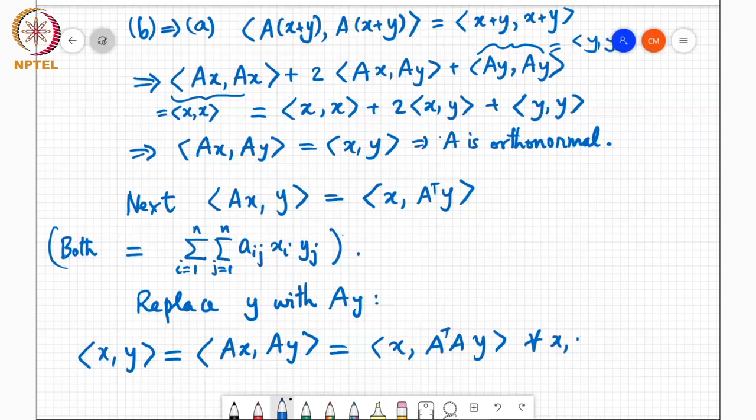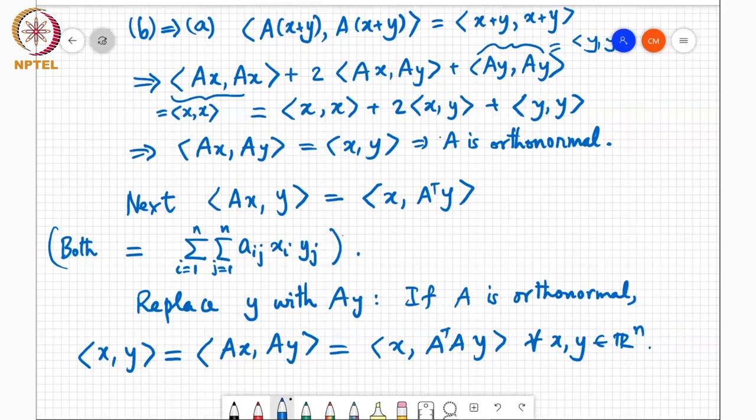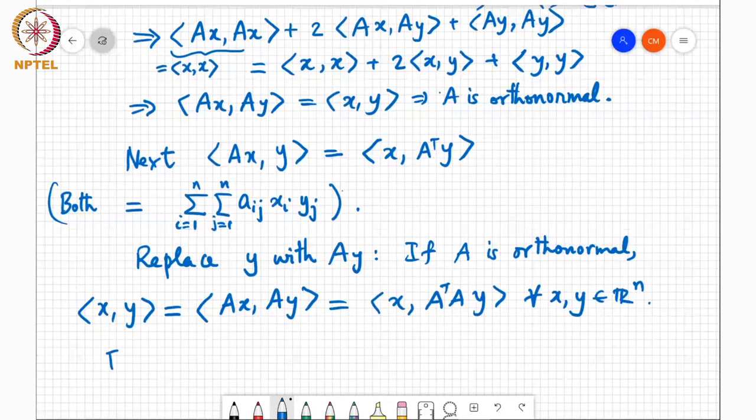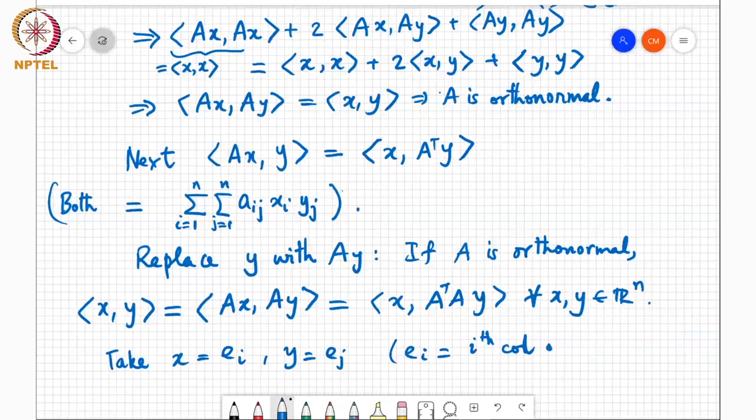So if A is orthonormal, then we have that this is equal to this for every X, Y in R to the N. So then that means that what I can do is I can take example vectors for X and Y: X equal to e_i, the ith column of the identity matrix, and Y equal to e_j, where e_i equals the ith column of I, n cross n.